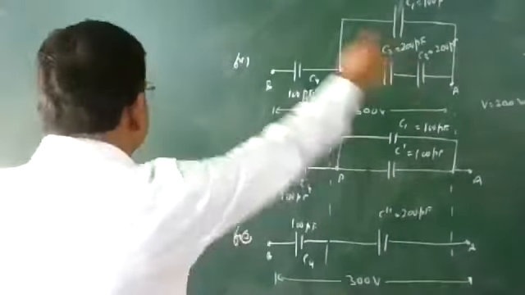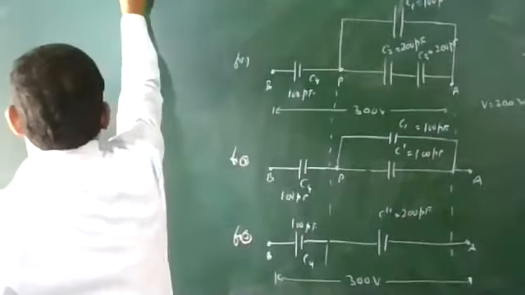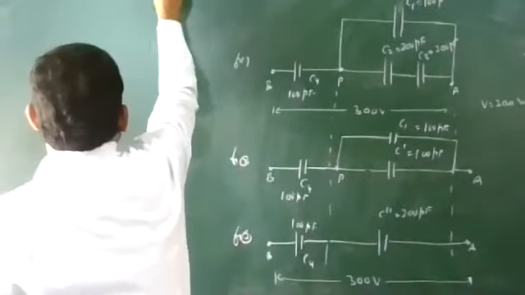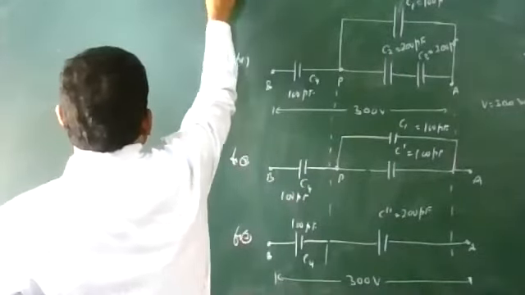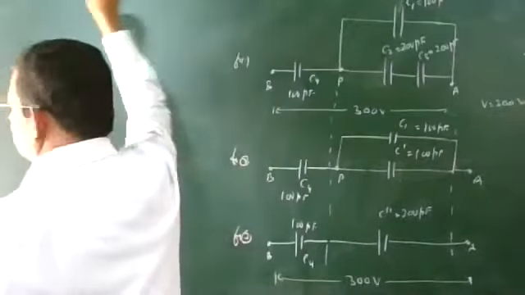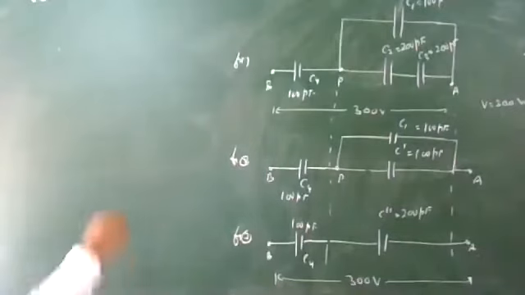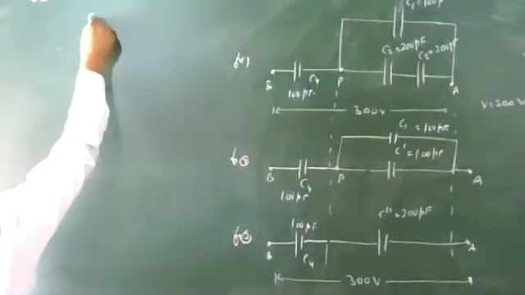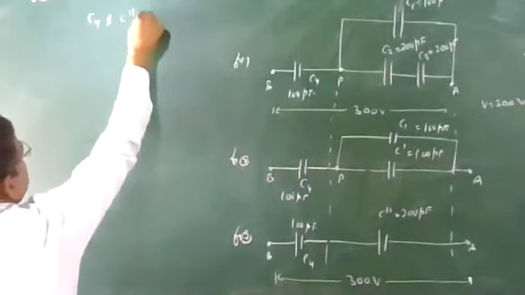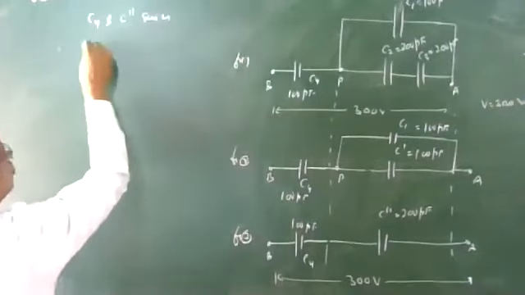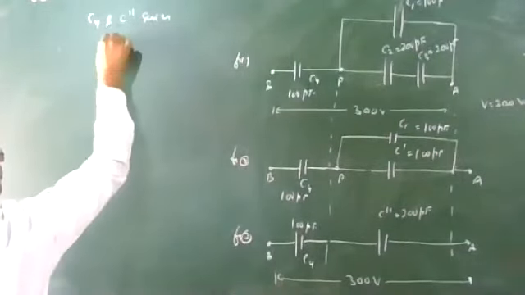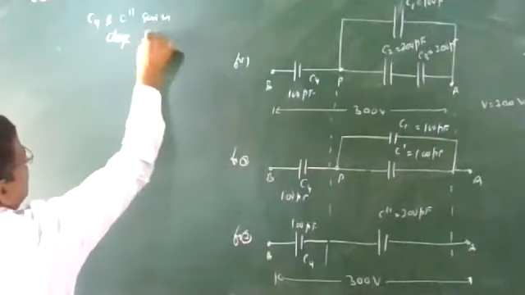So what is the next category? You have to find the charge Q on each capacitor. We are starting from figure 3, the last diagram. C4 and C double dash are in series, so the charge remains the same.